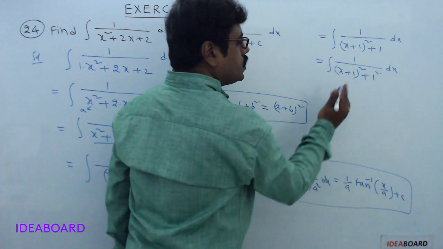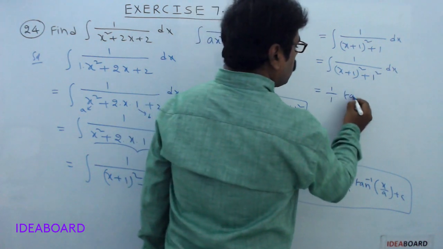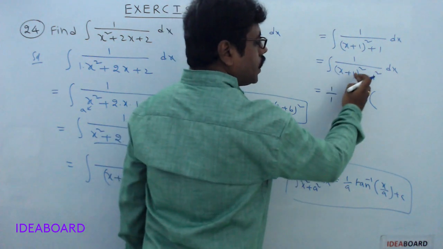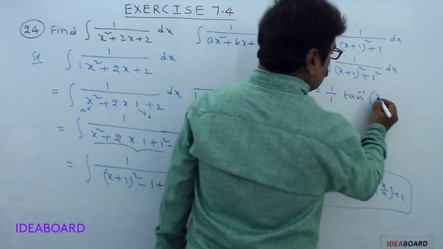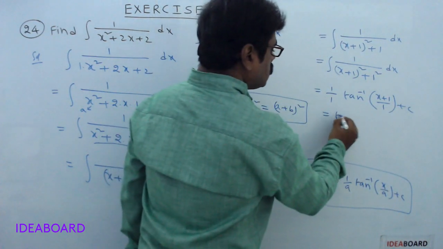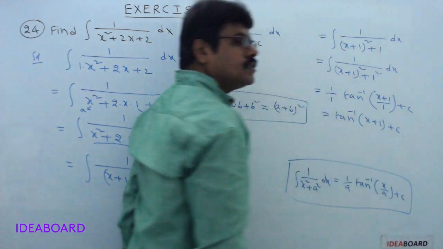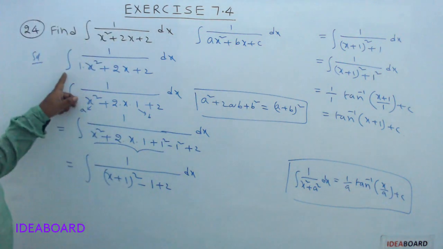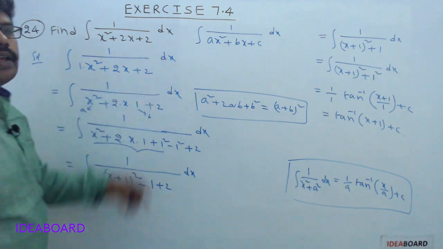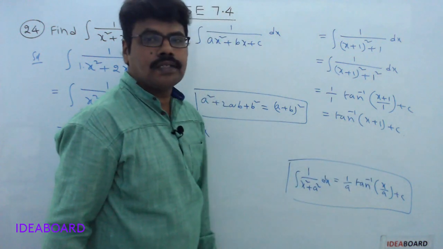So use this formula on this term, 1 by a, 1 by 1 into tan inverse of x divided by a. Here x is x plus 1, a is 1. So x plus 1 divided by 1 plus some constant c. Now this is tan inverse of x plus 1 plus some constant c. So therefore integral 1 divided by x square plus 2x plus 2 dx equal to tan inverse of x plus 1 plus some constant c.